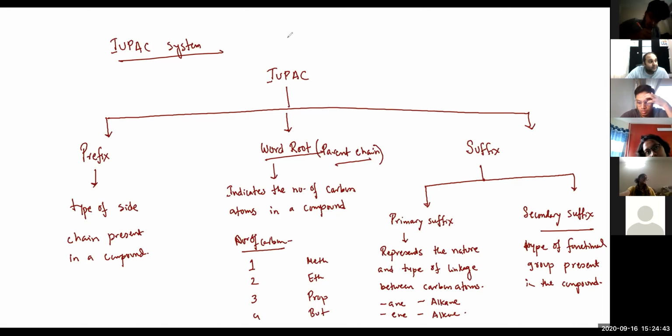Can we proceed? Sir, yeah, just a bit. Sir, a prefix is only necessary when there is a branch. Multiple functional groups, but if you have a side chain, then. Okay, sir.